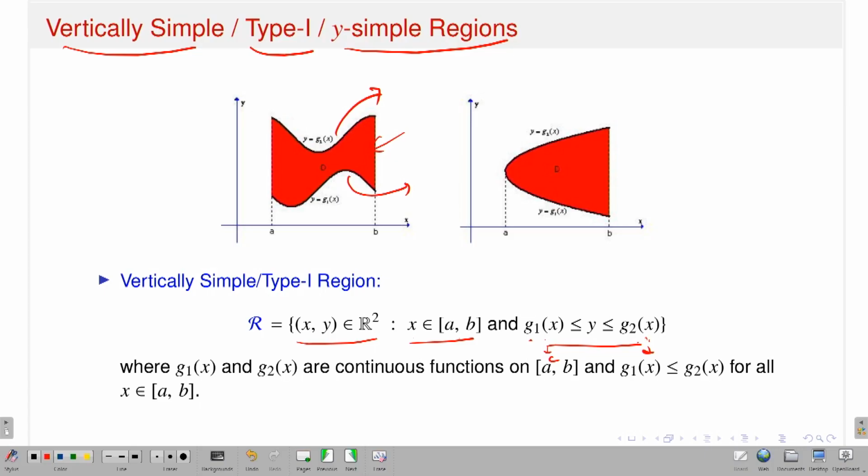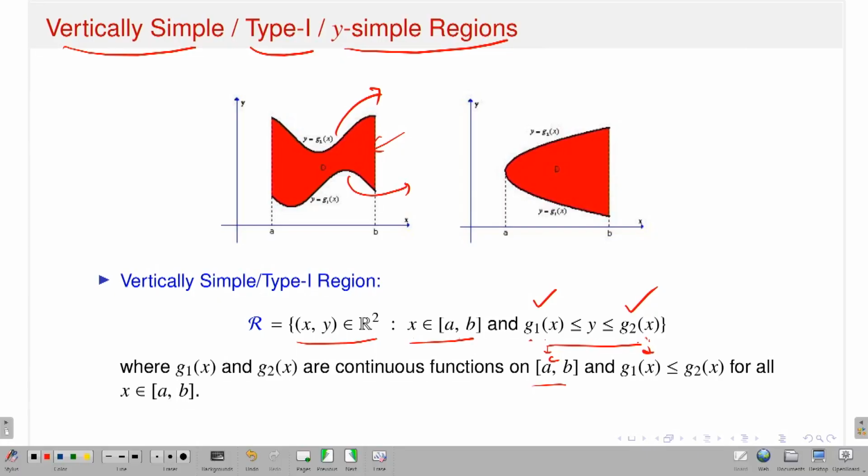Now, I remove that condition. So, I am saying that x varies from a to b. That means the left hand side is fixed at a, the right hand side is fixed at b. But instead of the constant functions, I am allowing the function g1, which is a continuous function on the interval a to b, and I am considering the right hand one, which is another curve, a continuous function on the interval a to b.